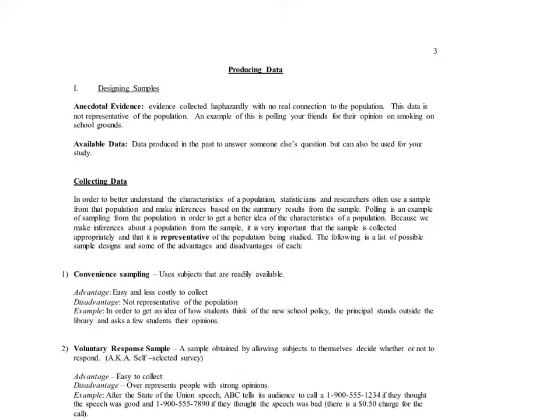An example is polling your friends on their opinion of smoking on school grounds. All right? Because a person being defined as your friend does not make them representative of an entire population, because you can't define an entire population by saying, well, they're all my friend. All right, so that's not going to fly.